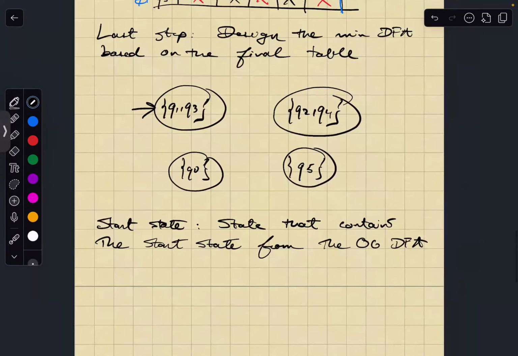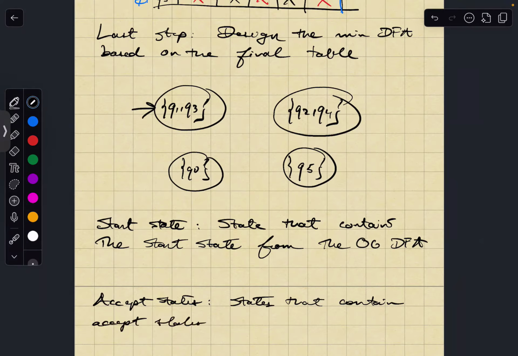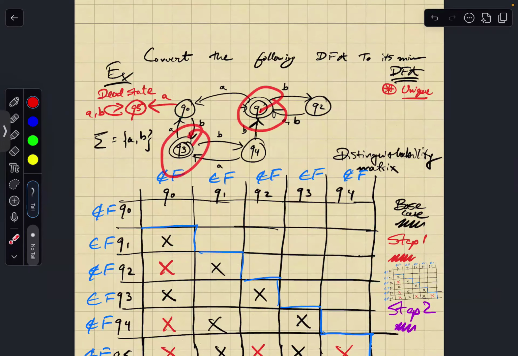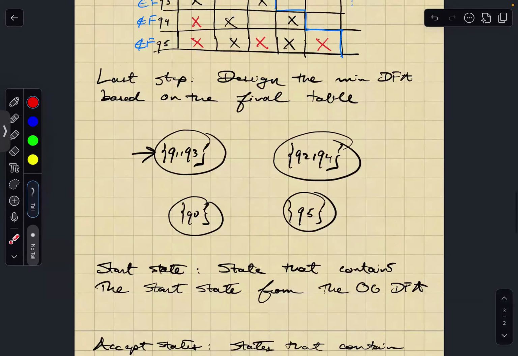Now, what about the final states or the accept states? The accept states are going to be the states that contain accept states from the original DFA. So in this case, what were the accept states initially? They were Q1 and Q3, right? So which states here contain Q1 and Q3? Well, it's just this one. So that means that this start state is also going to be the only accept state.